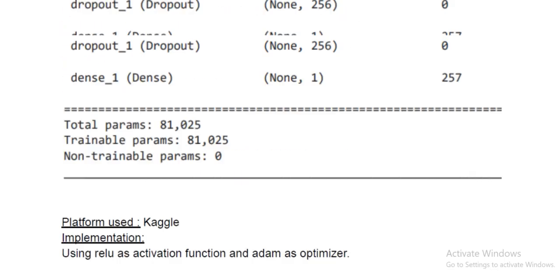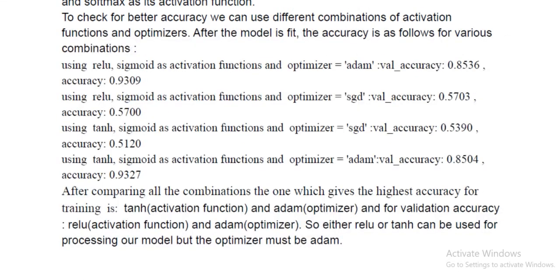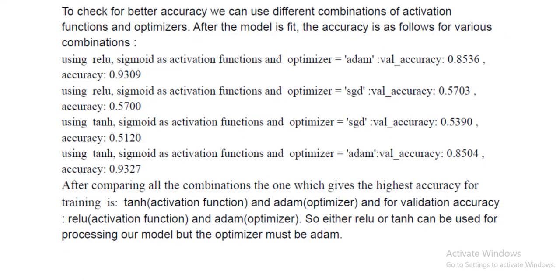So far, for this particular experiment, I was using ReLU and sigmoid with Adam, which gave me 85% validation accuracy and 93% normal accuracy, which is a very good model. ReLU and sigmoid with the other optimizer is giving a little less. It is the same with TANH and sigmoid, which is also giving around 85 to 93% accuracy. So this is my model.